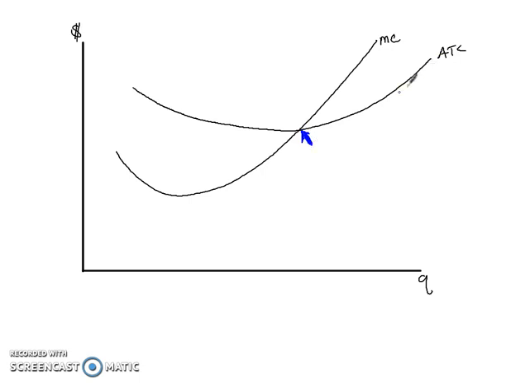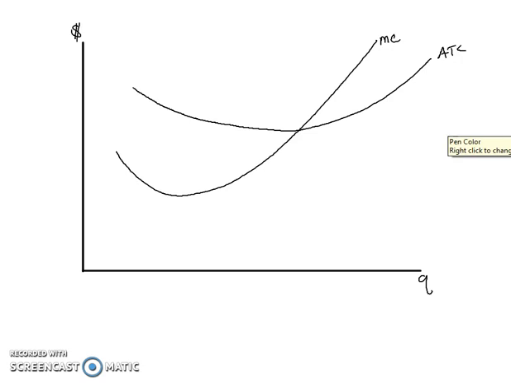When you draw this average total cost curve, it has to intersect the marginal cost curve right here at its minimum point. So average total cost is going to come down, hit a minimum where it intersects marginal cost, and then rise. Let's get rid of those other things there.